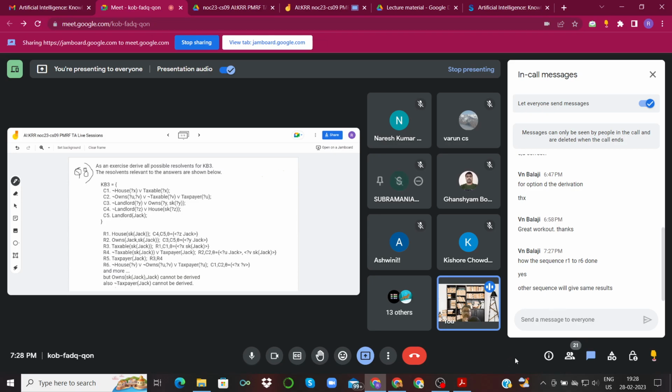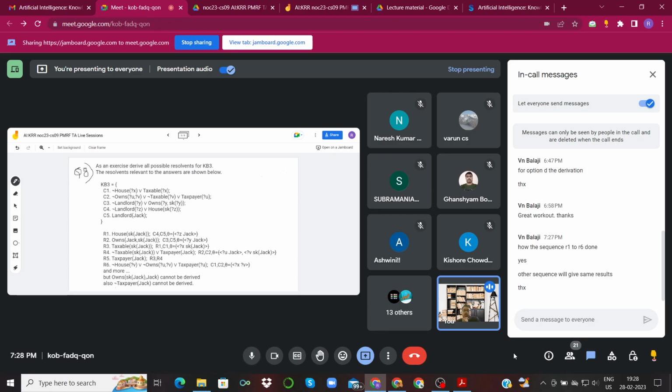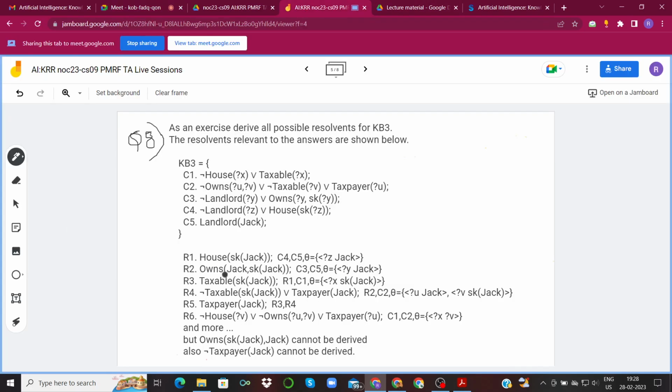If there are other correct sequences, they will, yes, give the same results as well. You basically have to look at using or deriving what things first will help you to derive other things later on. For example, if you look over here, deriving this House(Jack) and Owns(Jack) gave us the ability to use this R1 C1 substitution and R2 C2 substitution to derive Taxable(SK, Jack) and not Taxable(SK, Jack), and this whole thing later on.